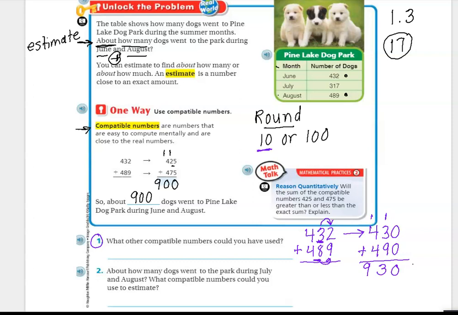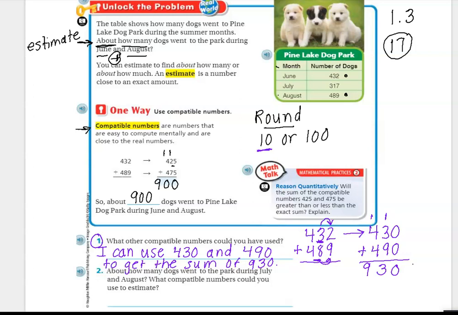What other compatible numbers could you have used? I can use 430 and 490 to get the sum of 930.